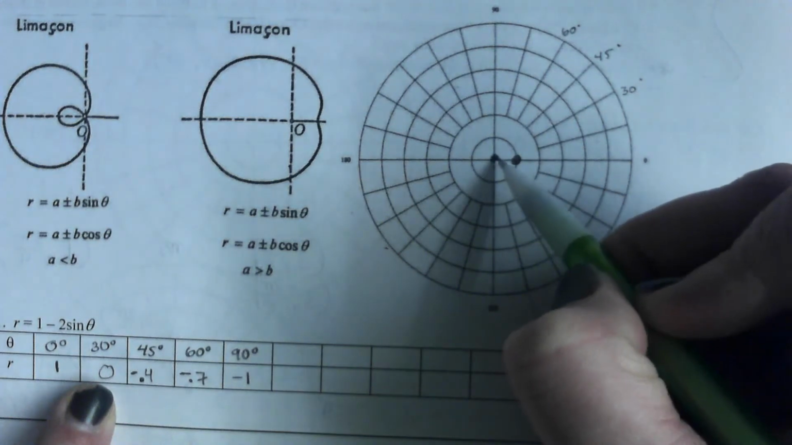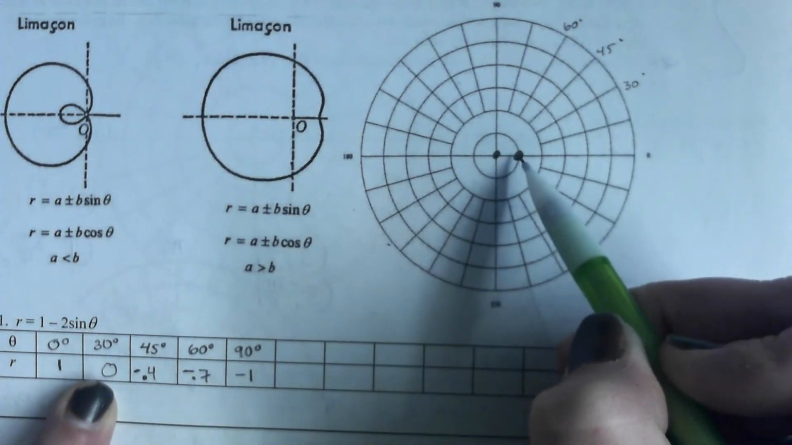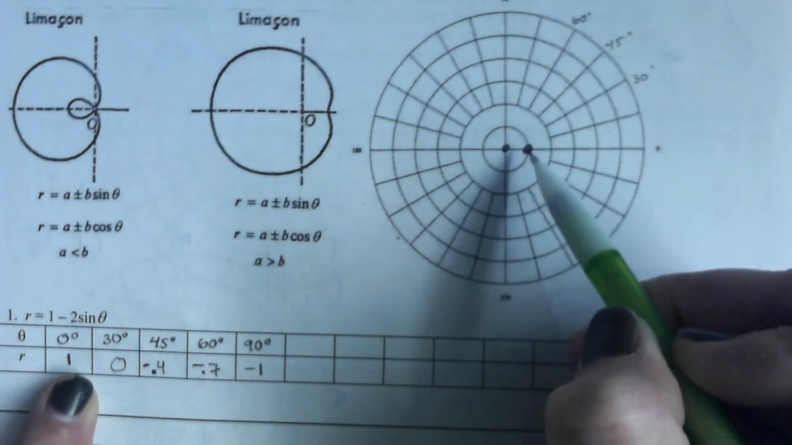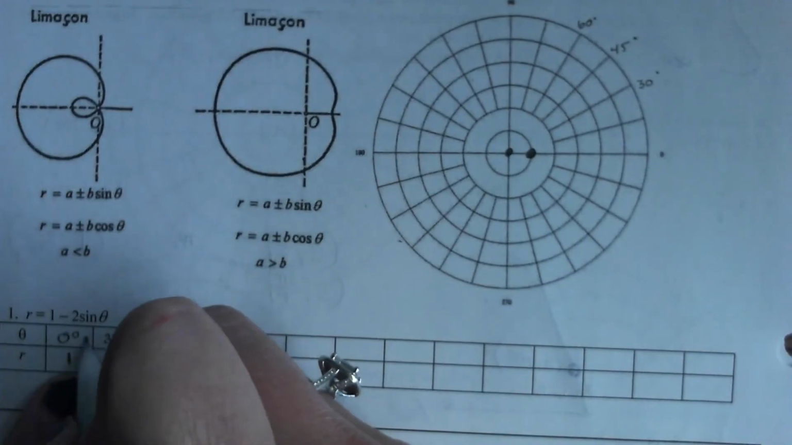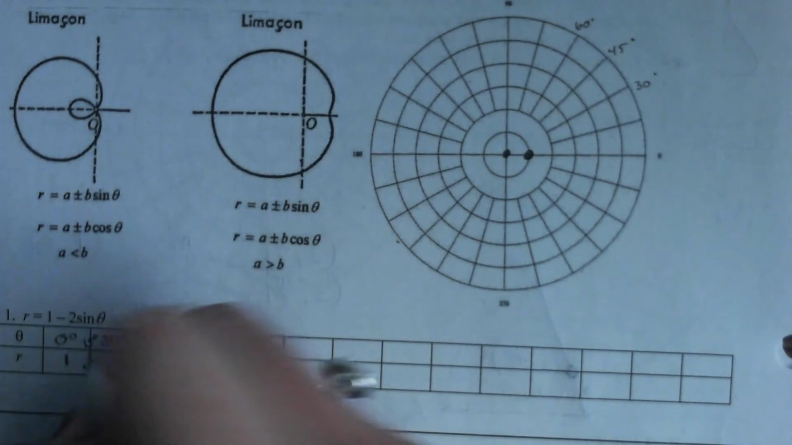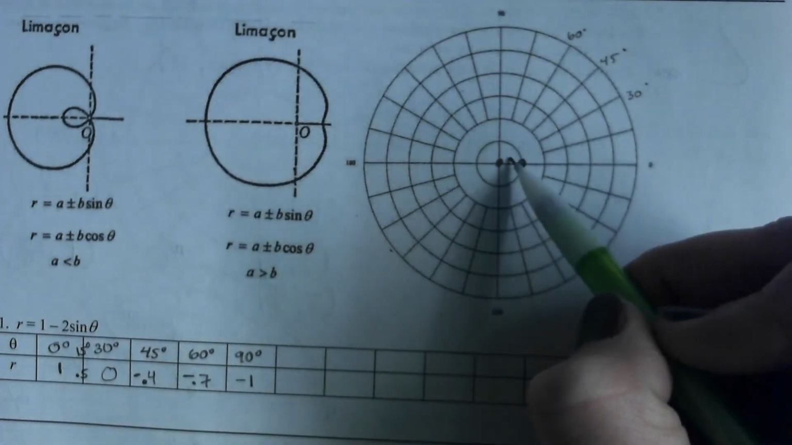So this is tricky. Because when you connect those, and this is something you don't really know yet, it's not going to be a straight line. So to see what happens, let's throw in a 15-degree angle. 1 minus 2 times the sine of 15 gives you 0.5. So a 15-degree angle with a 0.5 radius would be right around there.